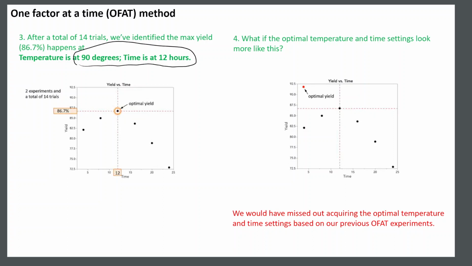But what if the optimal temperature and time setting looks like this? If you see this curve, you can see the optimal value lies somewhere in the upper circuit, nearly close to 90, which is not within our tested experiment range. In that case, we will be missing out on the optimal temperature and time setting based on the previous one factor dynamics experiments. So in those cases, OFAT will fail.